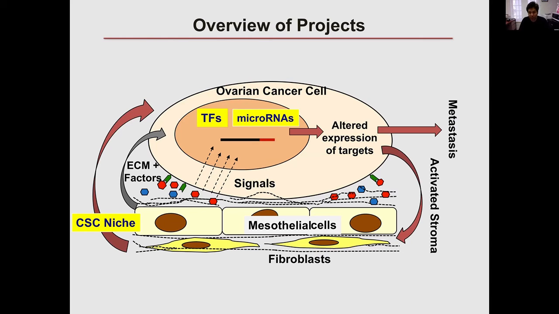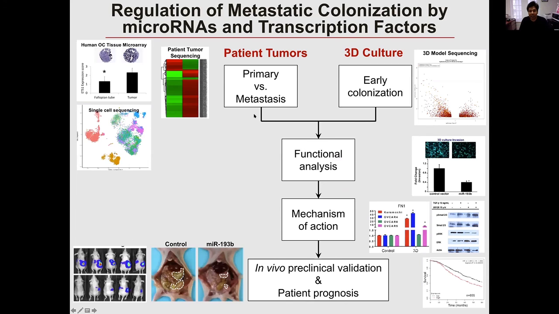So these are the main projects that we study. And our overall approach is that we base our findings on a combination of endpoint analysis of primary tumors compared to metastases in ovarian cancer patients. And then we also do 3D culture studies using our Omental 3D culture model, which mimics early colonization. Now, when we take those transcription factors or epigenetic regulators that are common to both, those would be factors that are changing really early during colonization and remain changed in the advanced metastases.